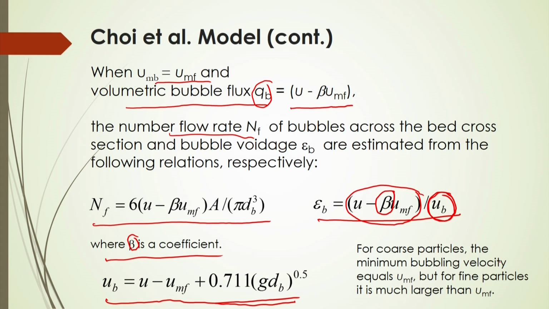And for coarse particles the minimum bubbling velocity equals the u m f, but for the fine particles it is much larger than u m f. So, this beta of course depends on the bubble and particle size also. For coarser particles it will be different than finer particles.